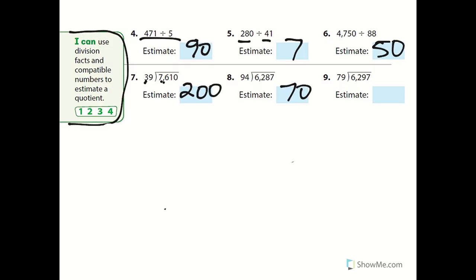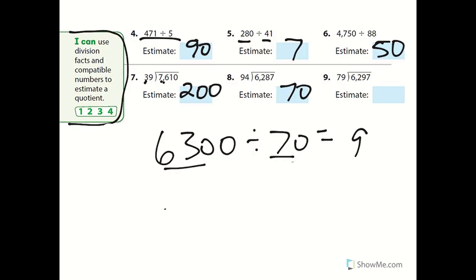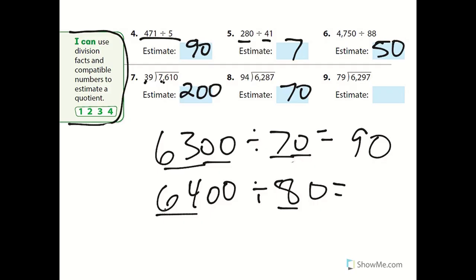Alrighty. I think a couple of estimates would be good. We've got 6,300 divided by 70. 63 divided by 7 is 9. 2 zeros minus 1 zero is 1 0. Another one I can think of, we got 6,400 divided by 80. 64 divided by 8, that's going to equal 8 with 1 0. So which one am I going to pick? I like this one because of the divisor. So I'm going to say 80. Now if you put 90, that's fine as well.